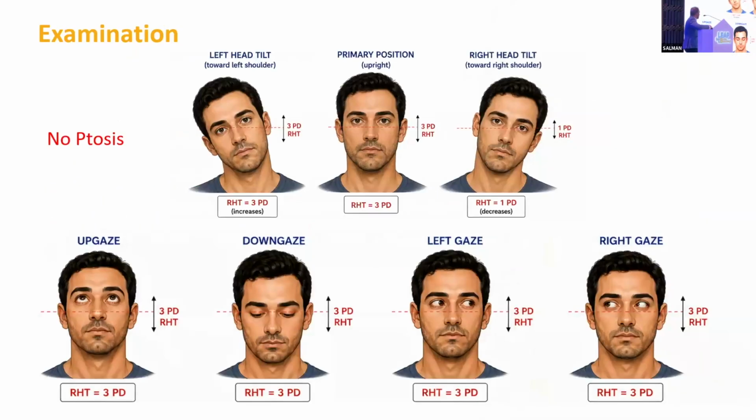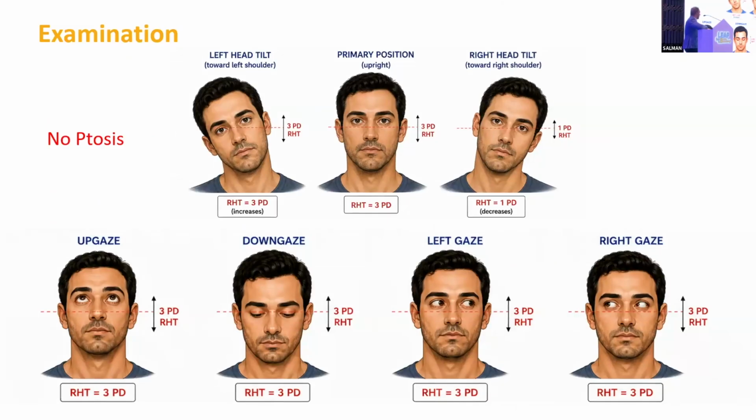And when I examine him, he has right hypertropia. Basically, his right eye is higher than the left eye. And this hypertropia is very comitant, meaning it is similar whenever he looks in different gazes, which is very unusual for a paralytic cause of ophthalmoplegia.